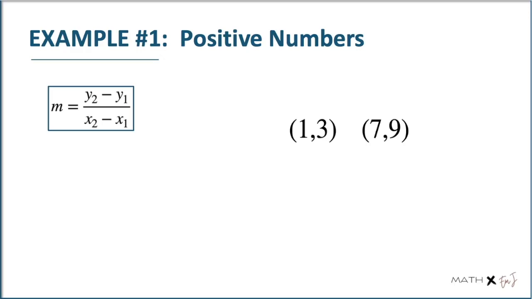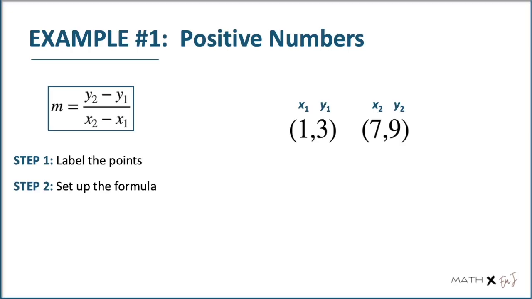Let's start with a simple example using 2 positive coordinates. The first thing that we need to do is label which point is point 1 and which one is point 2. I'm going to label 1, 3 as point 1 and 7, 9 as point 2. You could have labeled them in the opposite way and you would still get the same answer. Next, we need to set up our formula. On our numerator, we have 9 subtract 3, and on our denominator, our x values, 7 subtract 1.